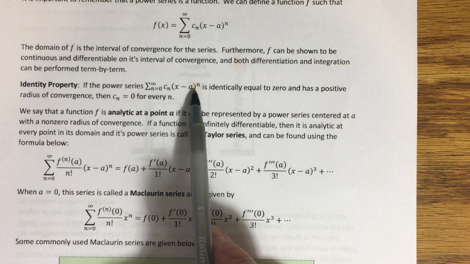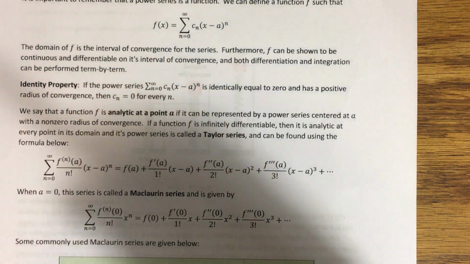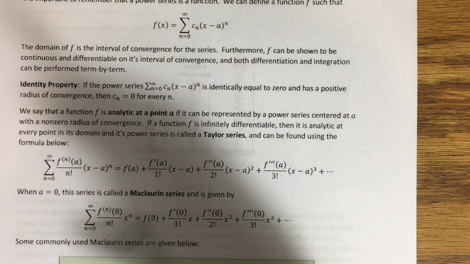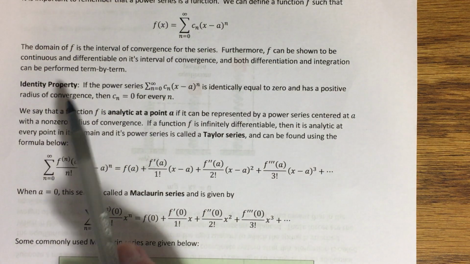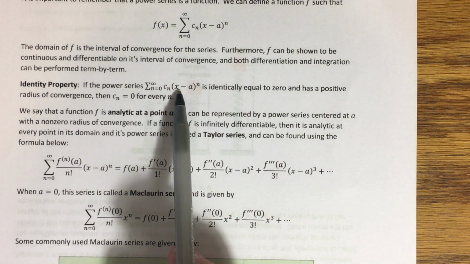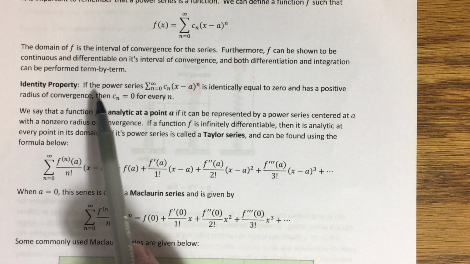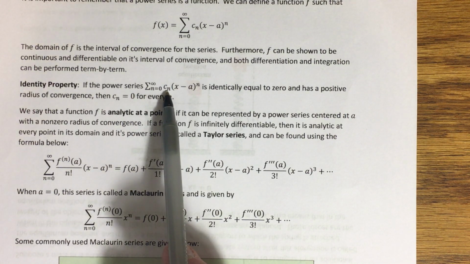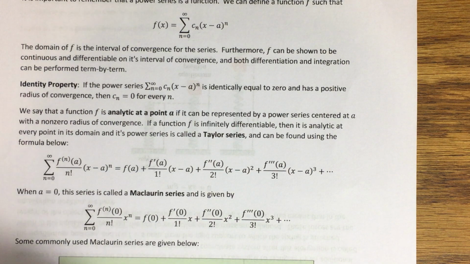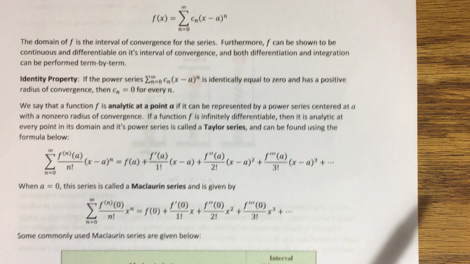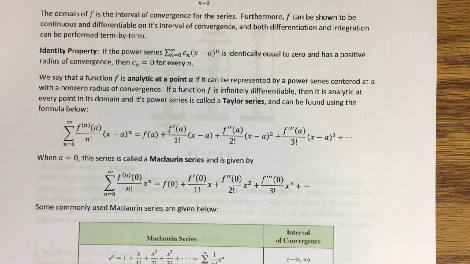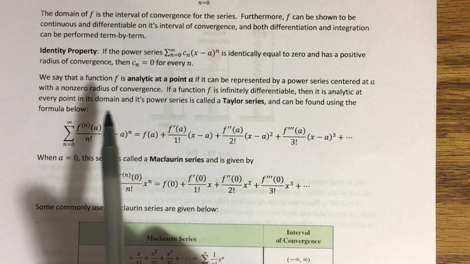That means every single term will equal 0, and of course, an infinite series where every term is equal to 0 sums to 0. But the identity property is saying that there's no other way for a series to be identically equal to 0 with a positive radius of convergence unless all of these coefficients equal 0. Okay, so we'll show where we're using that property once we get to an example of solving a DE. So don't forget that.